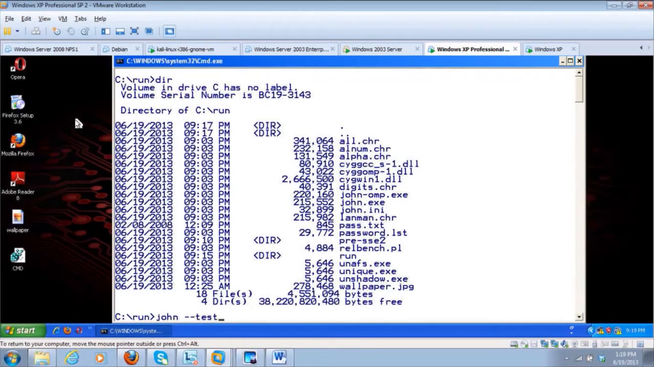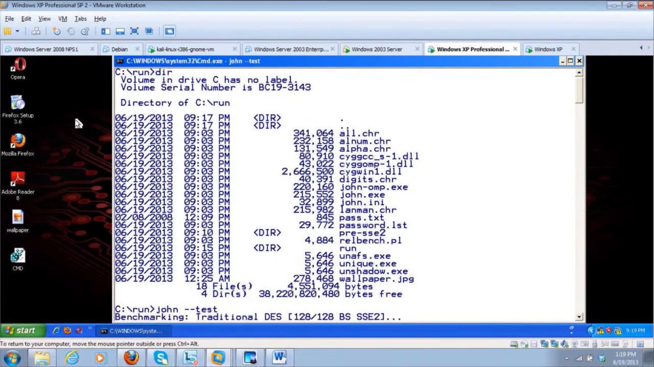--test. Now bear in mind we're in a virtual machine here with a small amount of RAM and on an old Windows XP machine. It's just to show you that even though we're on lower end hardware compared to what we have today, it still works.